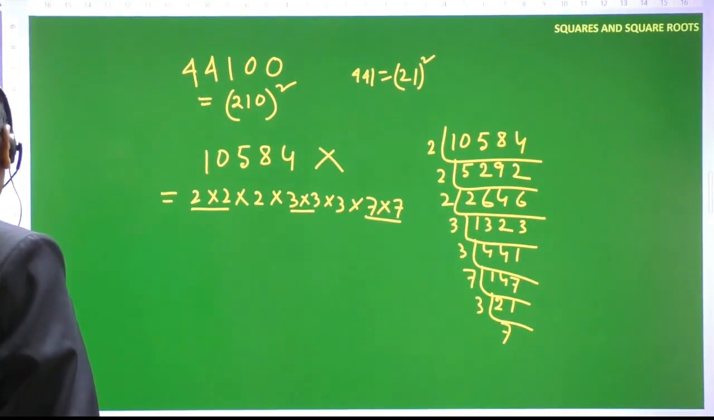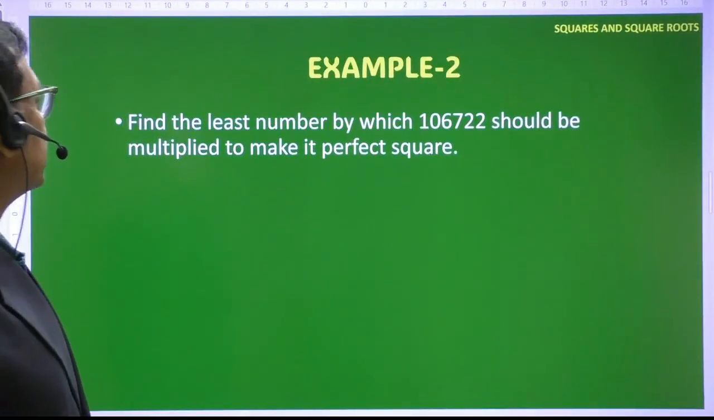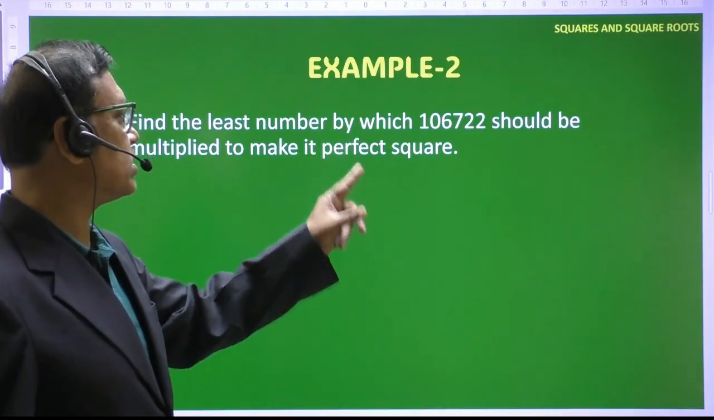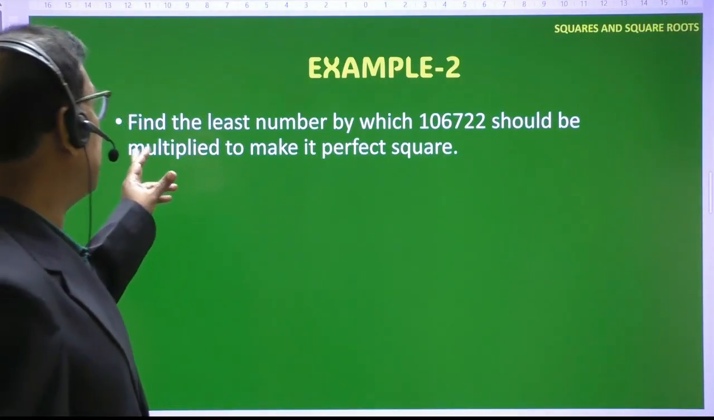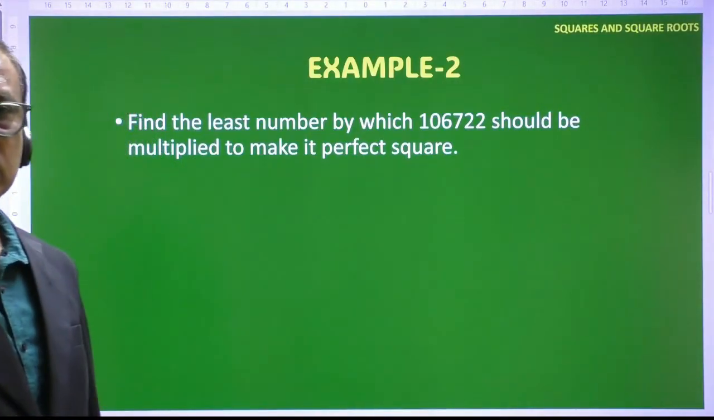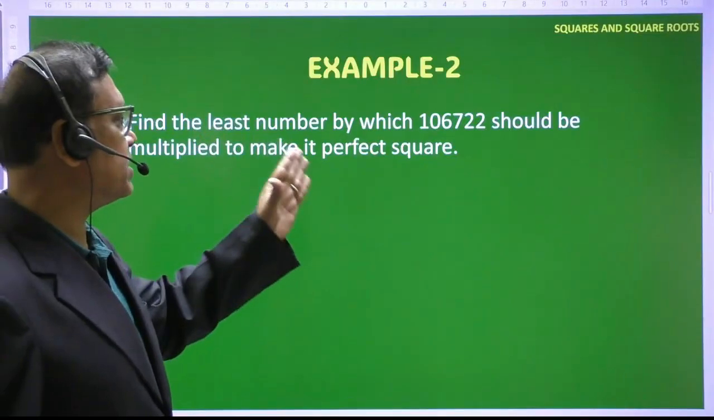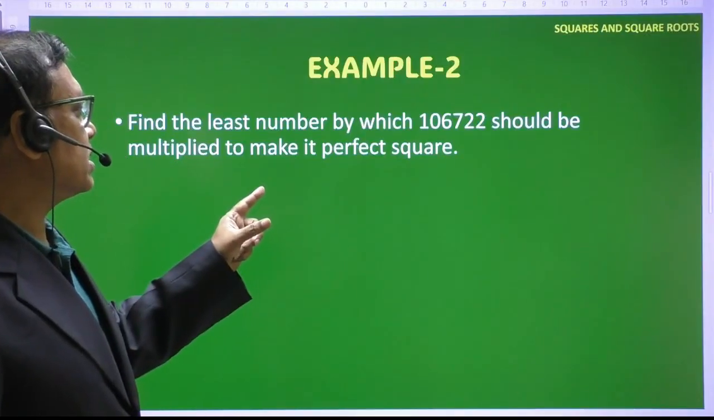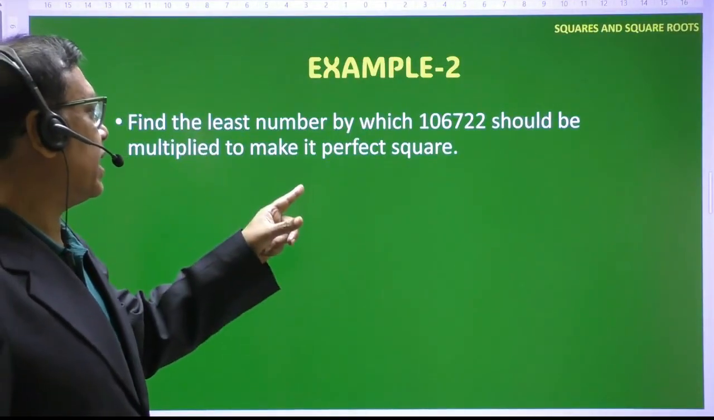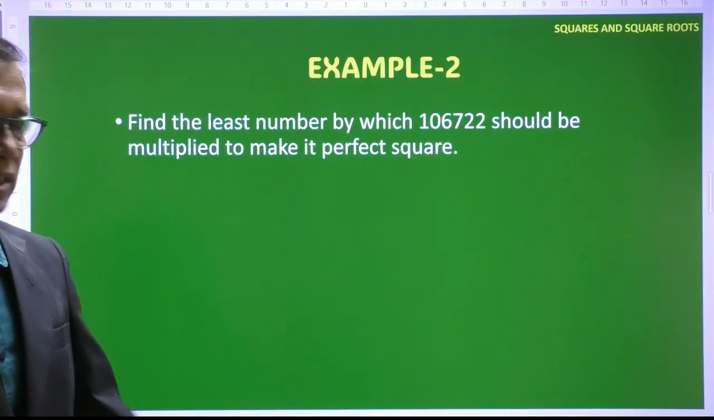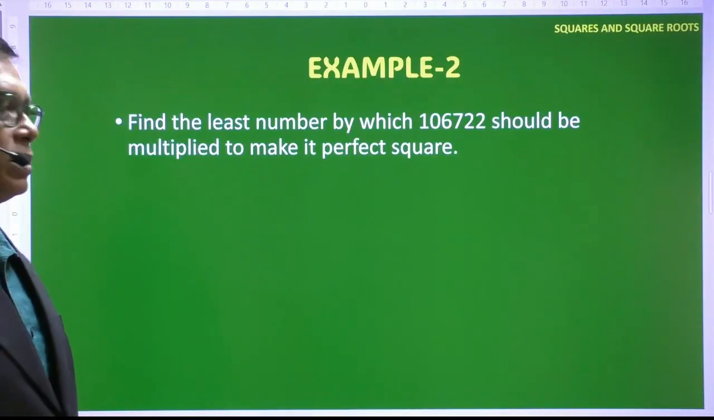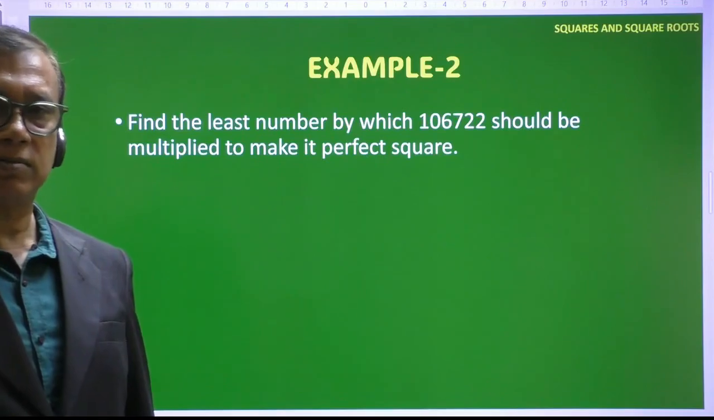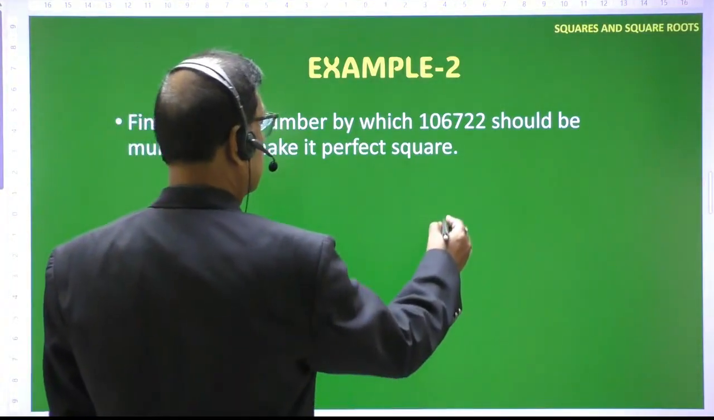Okay. Now see example number 2. Find the least number by which 106722 should be multiplied to make it a perfect square. That means this number is not a perfect square. Which least number do you have to multiply to make it a perfect square? Is it clear? So how can you solve it? To solve it, we have to find out the prime factors of the given number. So do it.